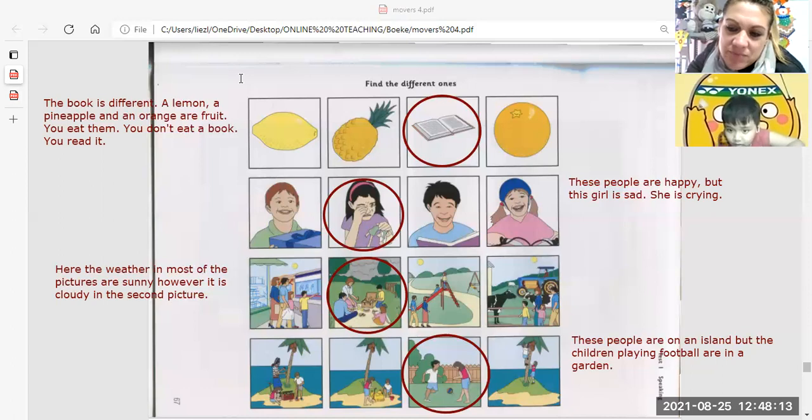These people are on the island, but the children playing football are in the garden. These people are on the island. But the children playing football are in the garden. Okay, tell me about the book. Why is the book different?